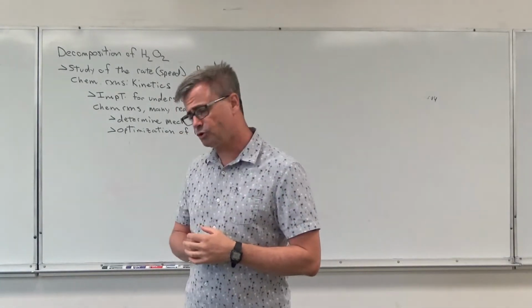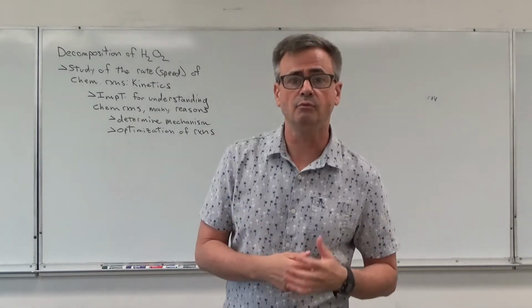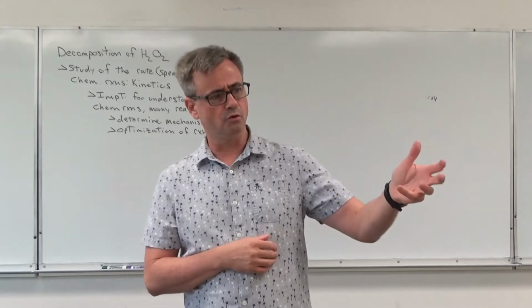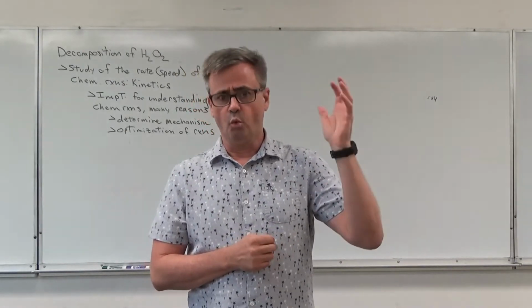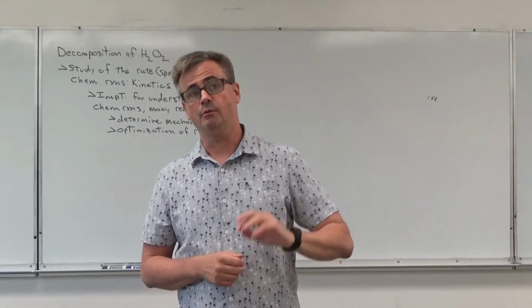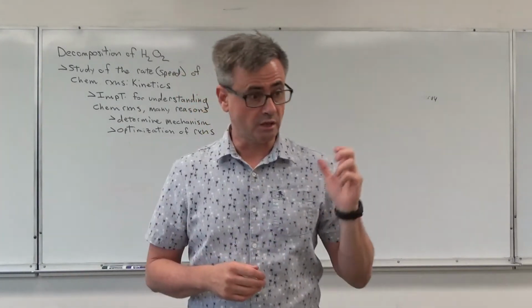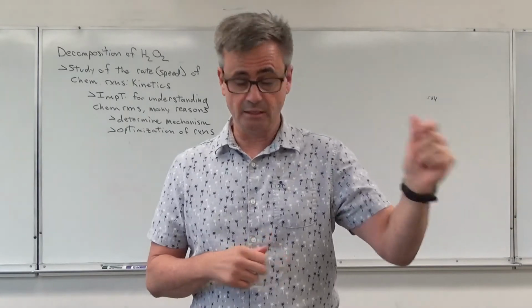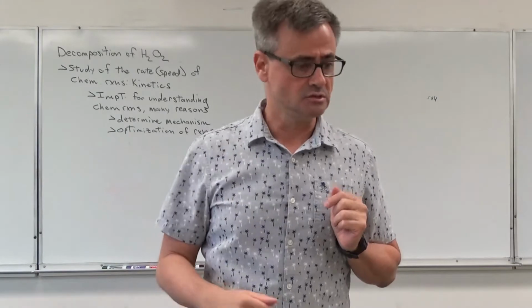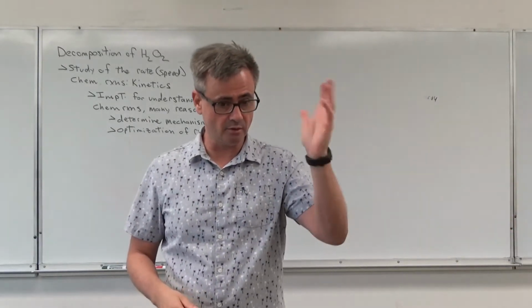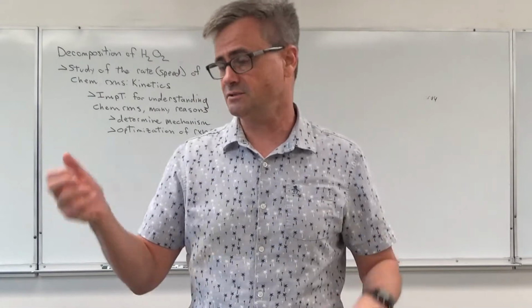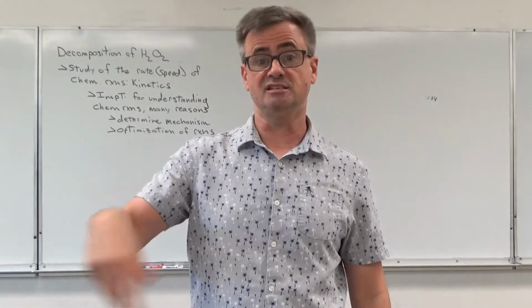And the first are relative rates. Relative rates simply tell us, if we know the rate of one reagent, how fast it is going away, and we know the balanced equation, we can relate that rate to the rate of some other part of the reaction, like a product. So if we know the rate at which this is disappearing, we can relate that to the rate at which some product is appearing.